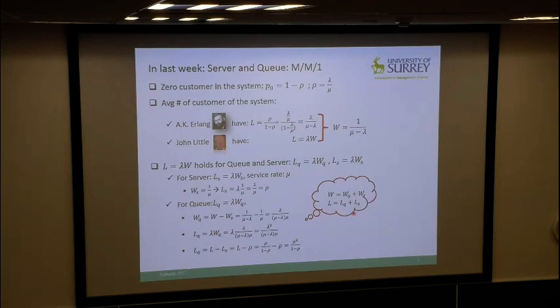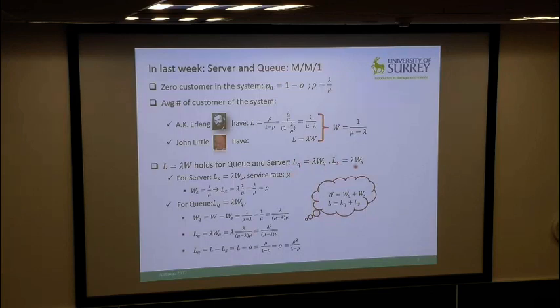And what equations do you have to remember for your final exam? That might be the top question you want to ask. You should definitely understand L equals lambda times W. What is L? What is lambda? What is W? You should know what every symbol means, and what LS is, and what WS is, because the same equation holds for the whole system and also for the queue and server respectively. You should know every single symbol here.